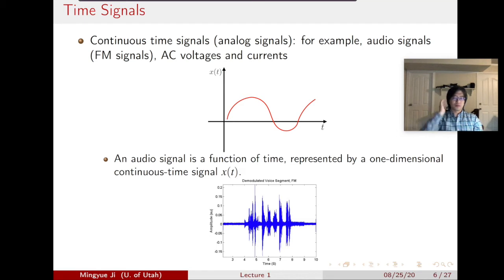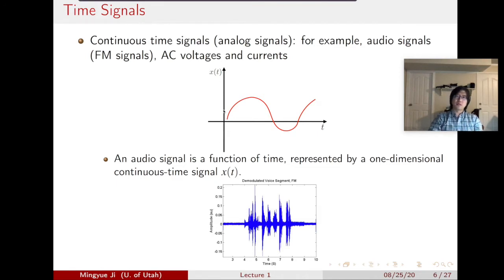In this class, we're going to talk about some specific kinds of signals. In the next class, we're going to talk about the classification of signals. One important classification of signals is the time signal, which means that the x axis is time and the y axis is the strength of the signal, but over time. One example could be an audio signal. If you hear something, like an FM signal or MP3 music, that can be understood as a time signal.